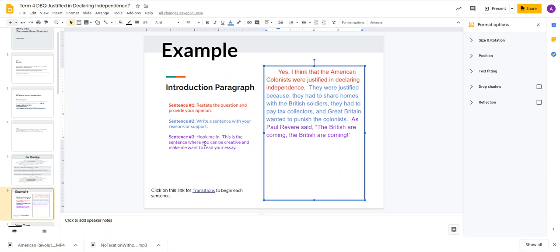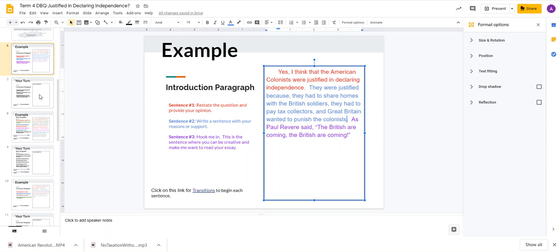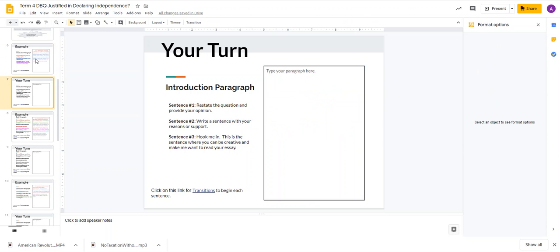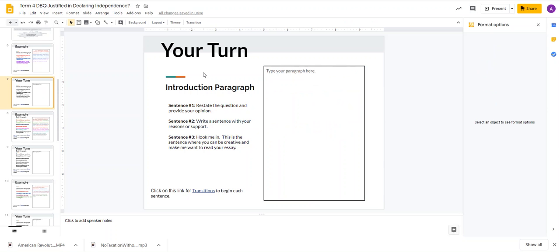Now, you need a hook. You need something interesting to keep me wanting to read as a reader. And so the hook that we came up with: as Paul Revere said, the British are coming, the British are coming. Don't you want to read more? Now your body paragraph. This is your turn. You've seen my example on slide 6. Now on slide 7, you do that same thing. You do not need to do it in color. You can do it in just black. Please do, actually. It makes it easier for us to read.